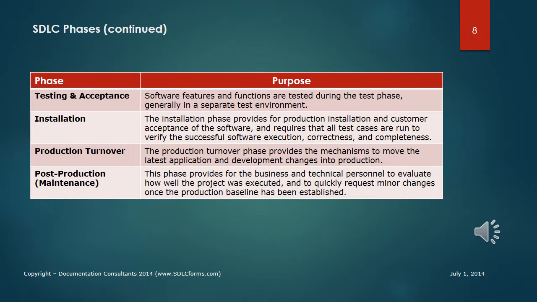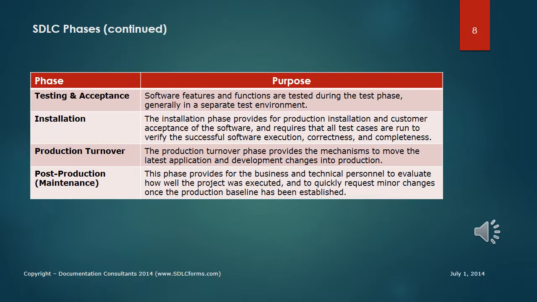Production turnover. Most organizations have adopted a combination of a production implementation plan, which documents all elements of the production process, and a production turnover approval document, which requests approval from all stakeholders prior to placing an application into production.